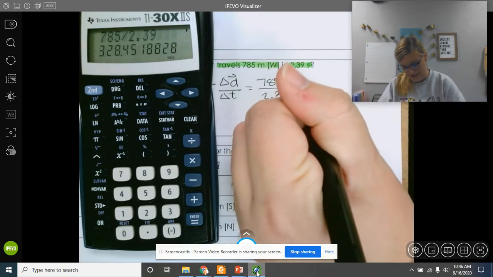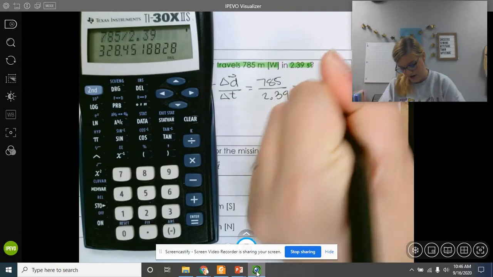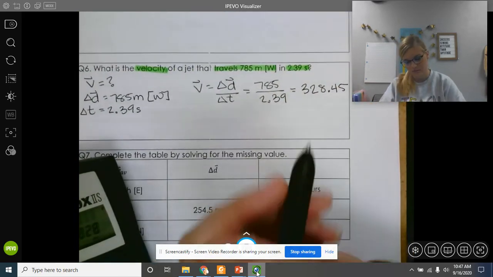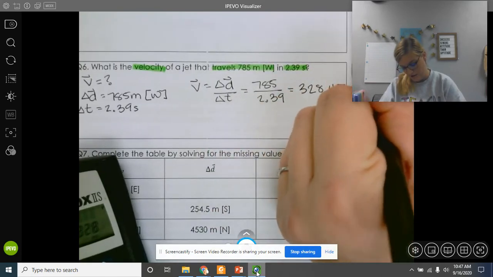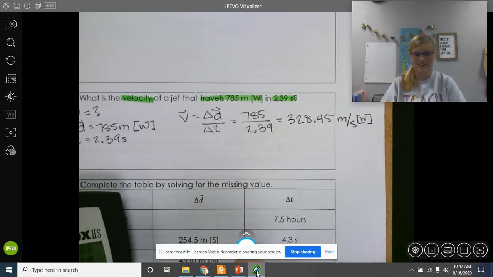So our velocity is 328.45, and our units are meters per second. And then we want to make sure we put that we are traveling west. There you go.